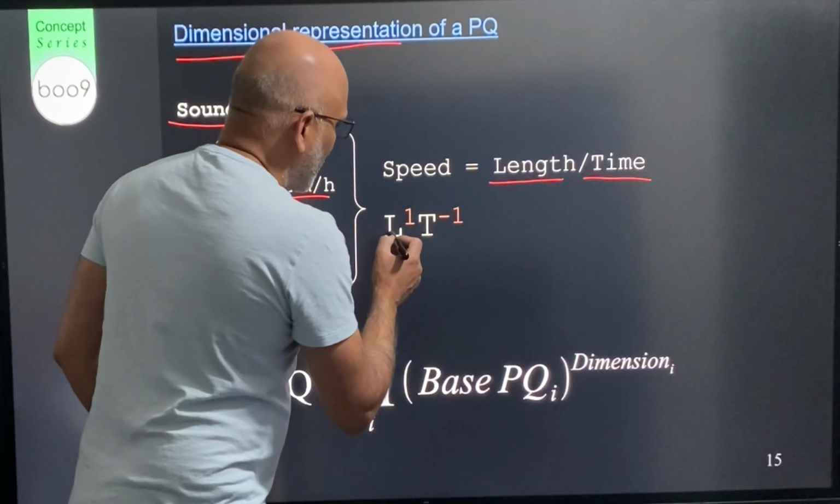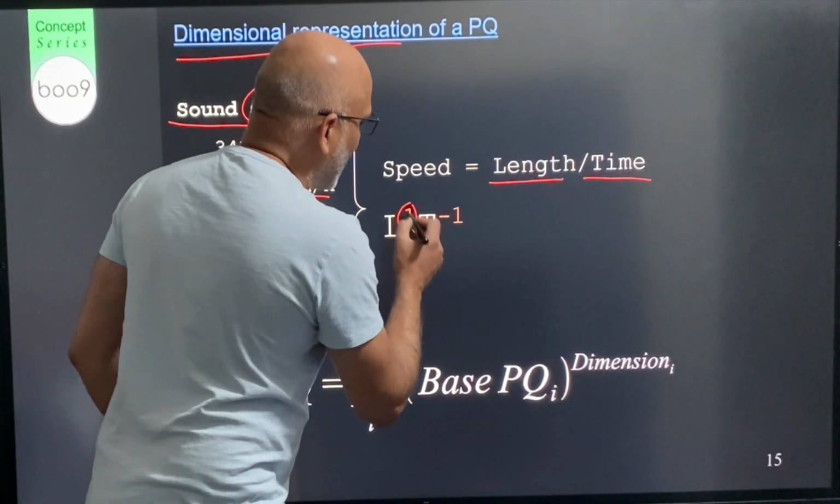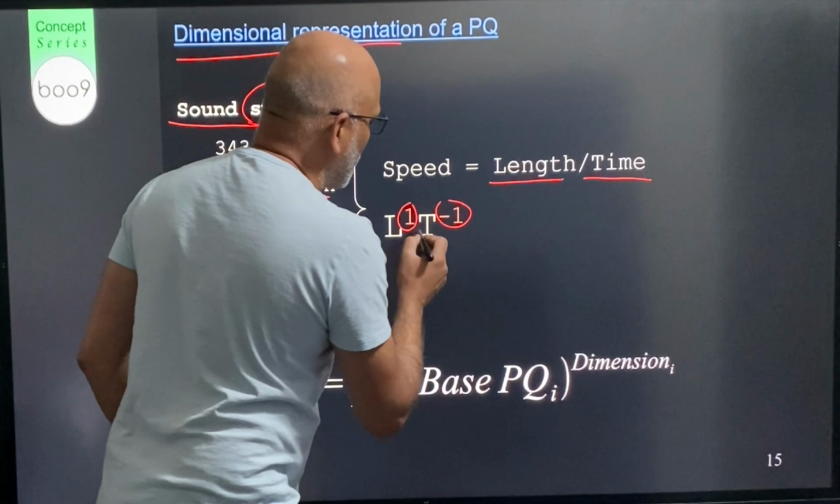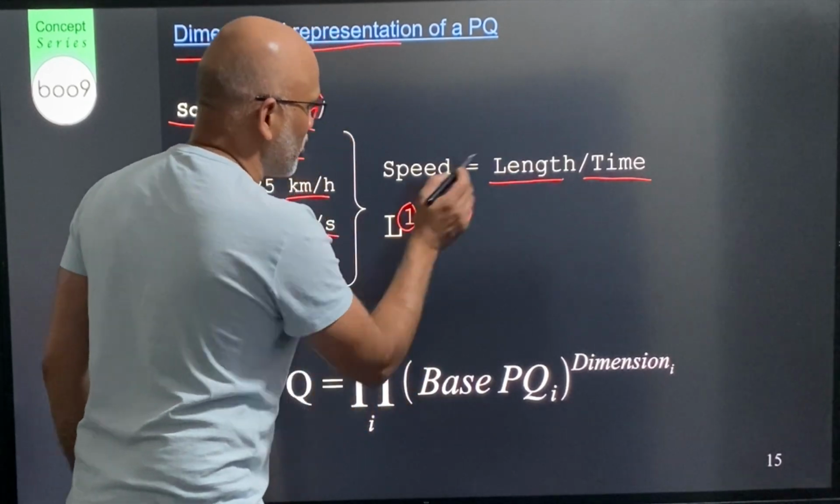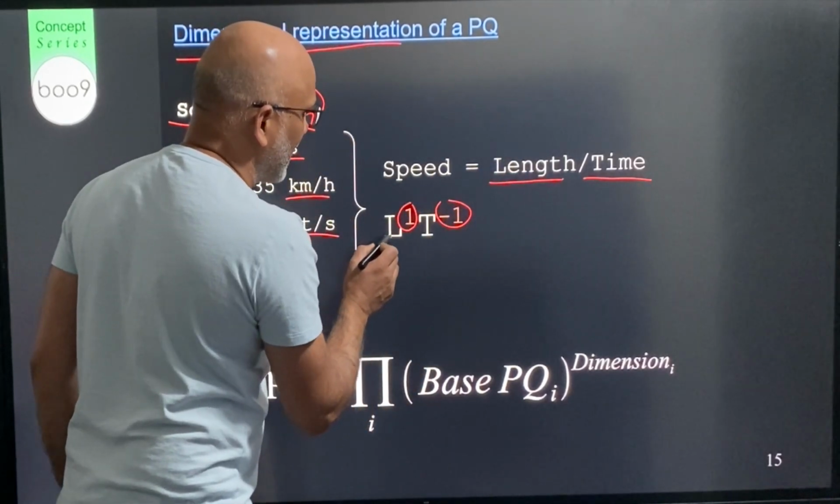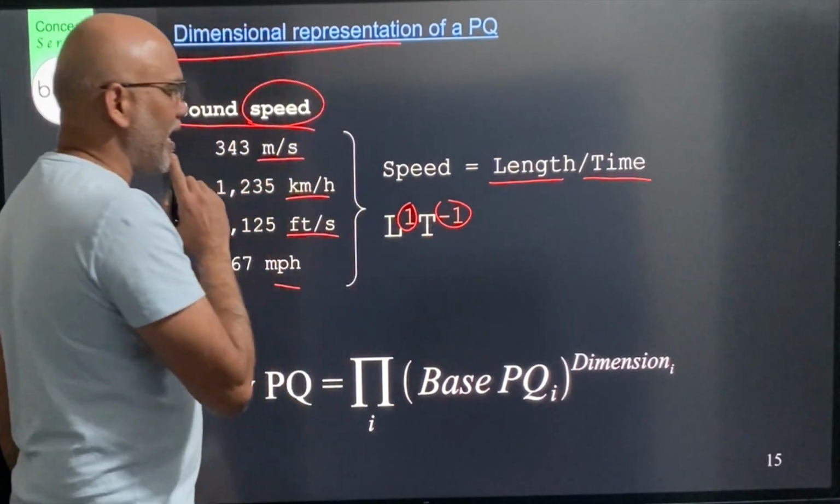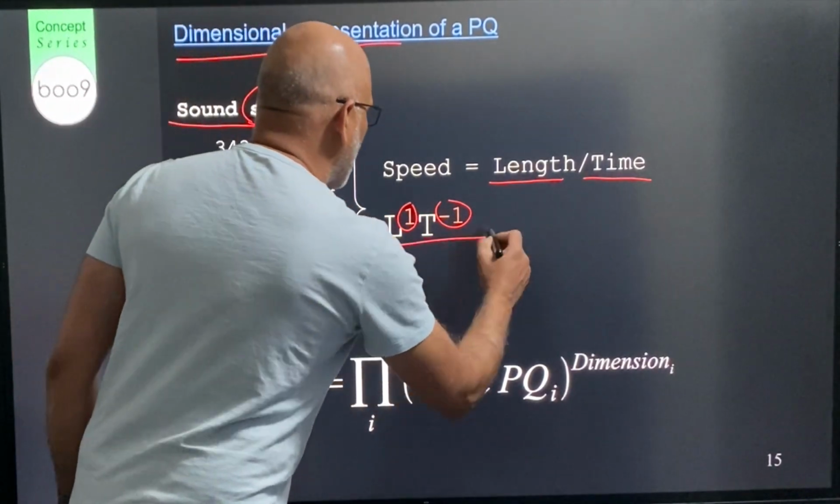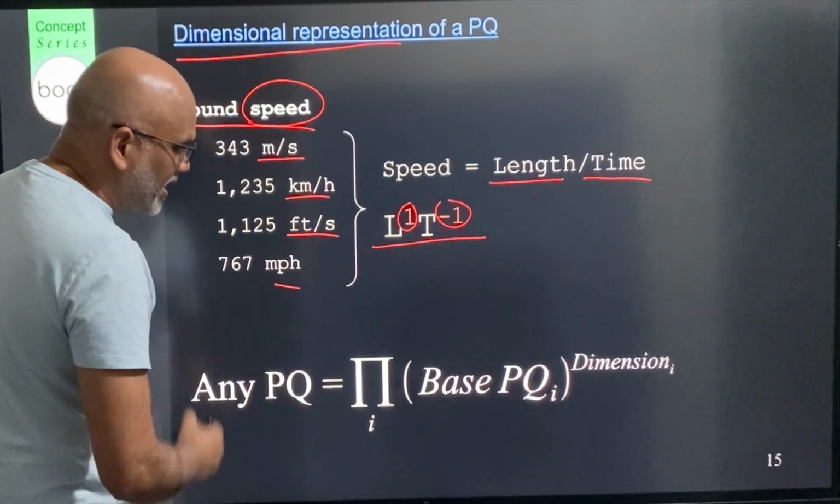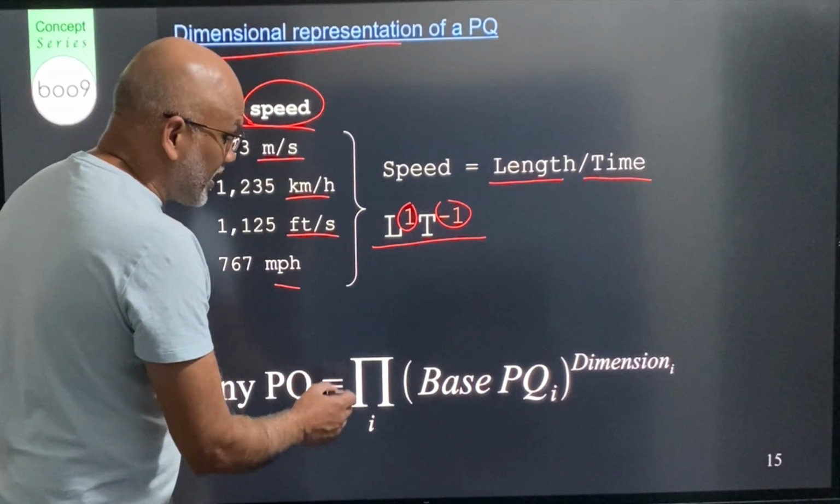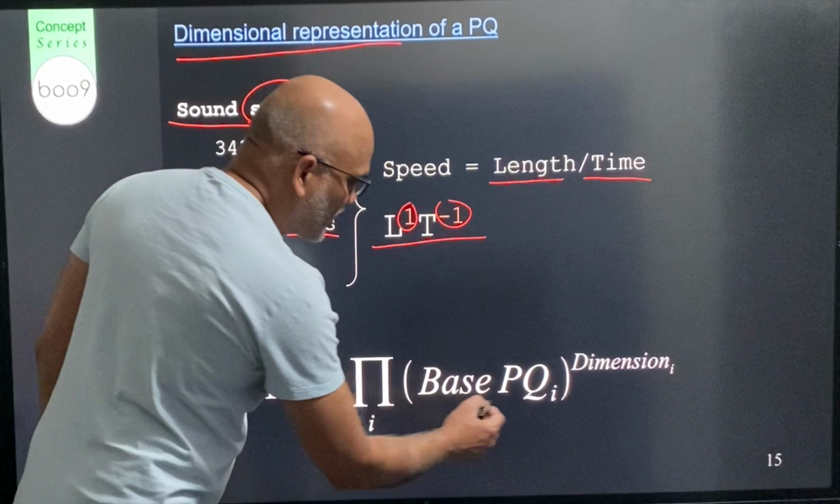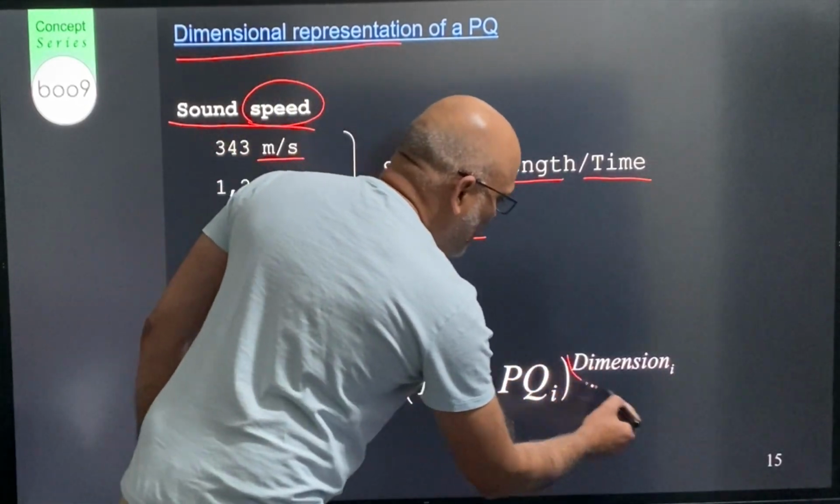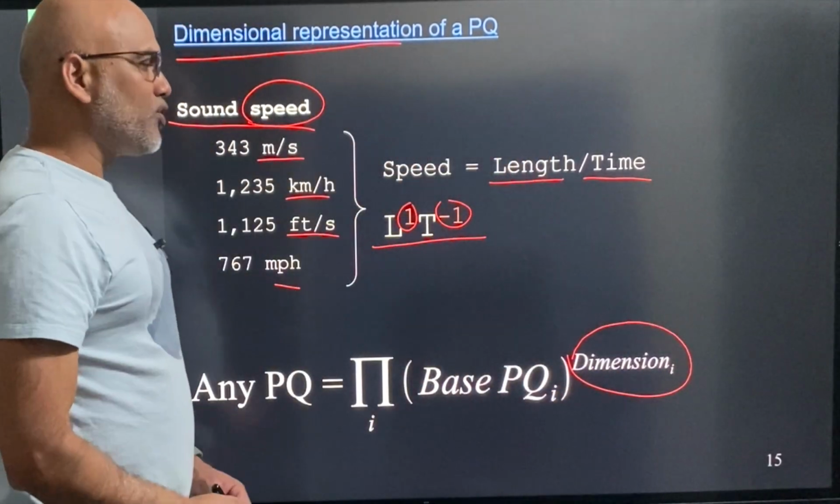That means length to the power 1 and time to the power -1. So this is called the dimension. So the speed has a dimension of 1 in length and -1 in time. So this is called the dimensional representation. In fact, any physical quantity can be represented as a product of base physical quantities to some powers, and these powers are called dimensions.